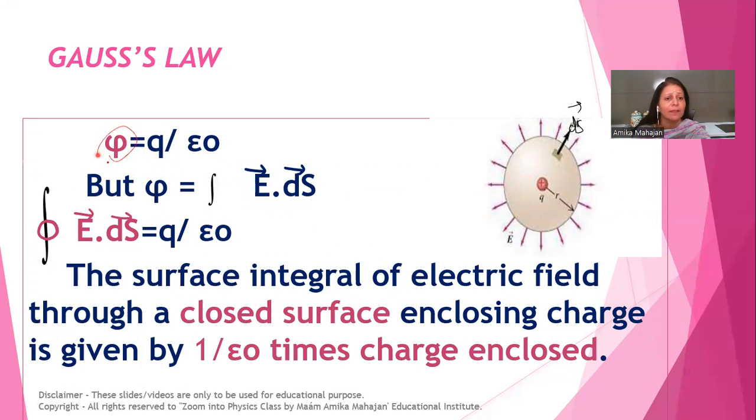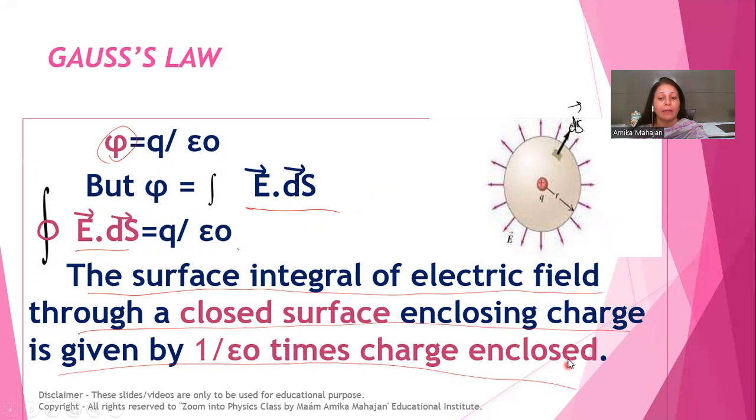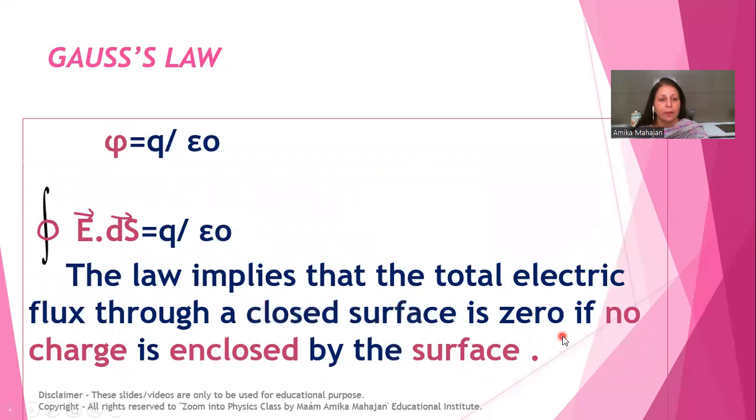But we know that flux is equal to surface integral of electric field. So this phi can be replaced by surface integral of electric field because I am taking closed surface. So I will put circle on integration sign. So it will be surface integral of electric field over a closed surface is equal to q by epsilon naught. This is another statement of Gauss law. So this may also be stated as the surface integral of electric field through a closed surface enclosing charge is given by 1 by epsilon naught times charge enclosed.